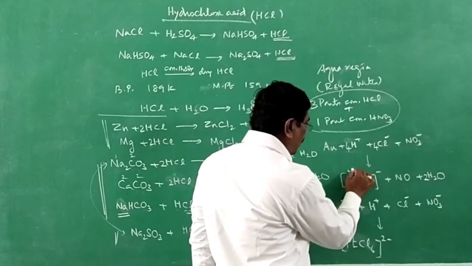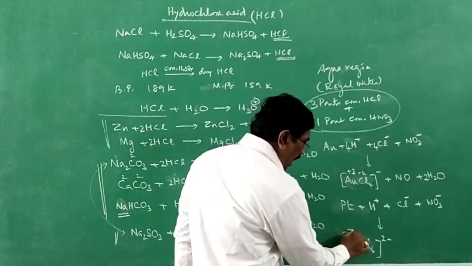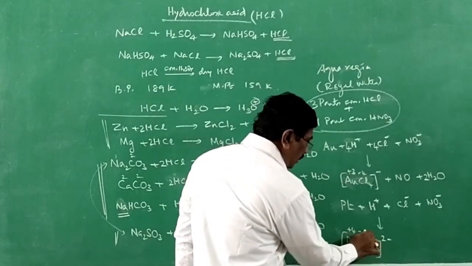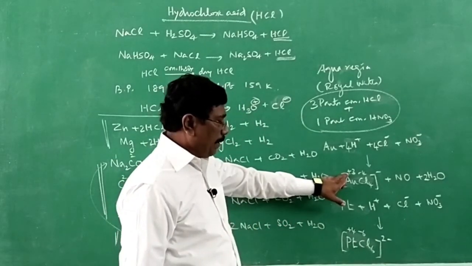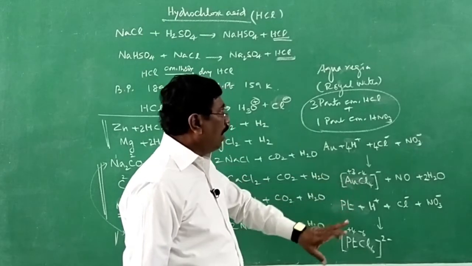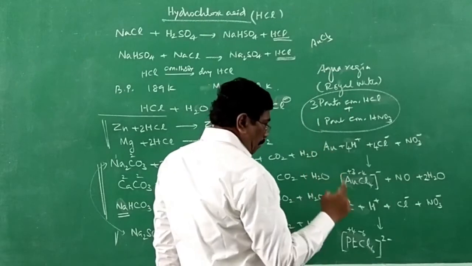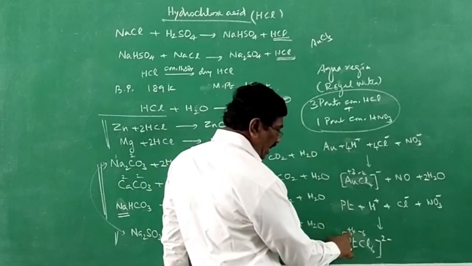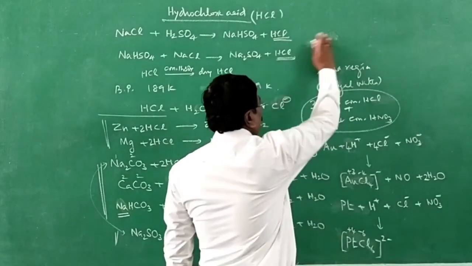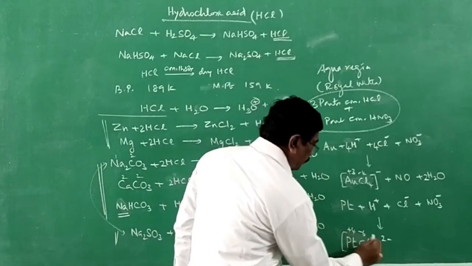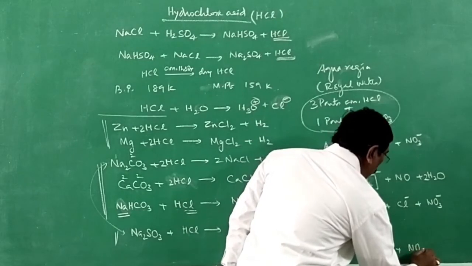Because gold is in plus 3 oxidation state, 4 chlorine atoms give minus 4, so total charge becomes minus 1. Here platinum plus 4, 6 chloride ions minus 6, therefore minus 2. Gold is plus 1 or plus 3, mainly plus 3. Auric chloride you used to write as AuCl3. Platinum's common oxidation states are 2 and 4. Here platinum with oxidation state 4, plus 4 minus 6, total charge minus 2. Alright. And then let me write the oxidation states, plus NO plus 2H2O.